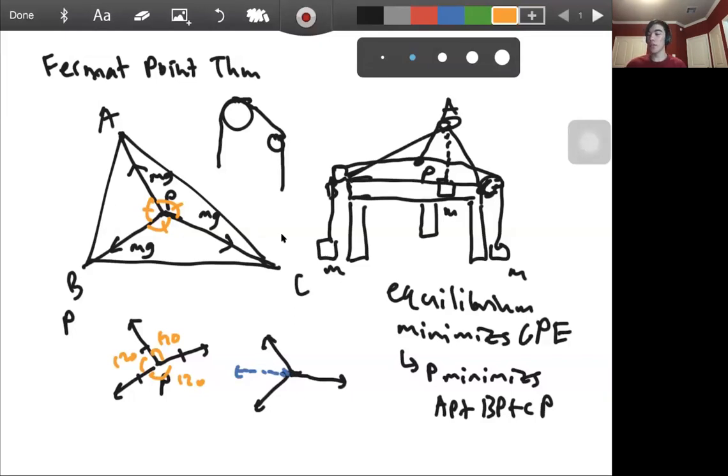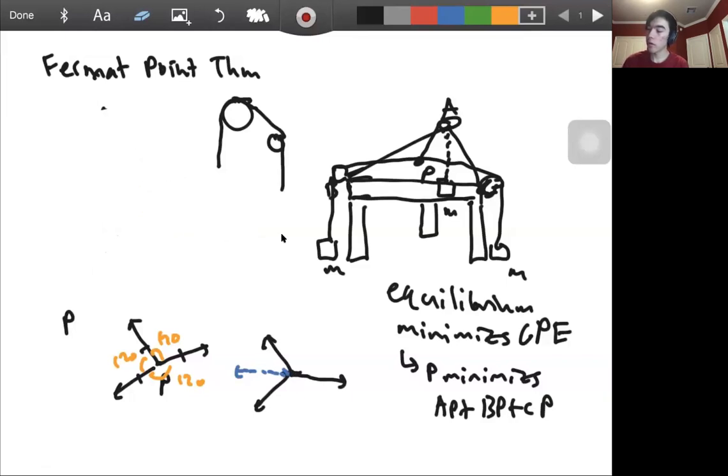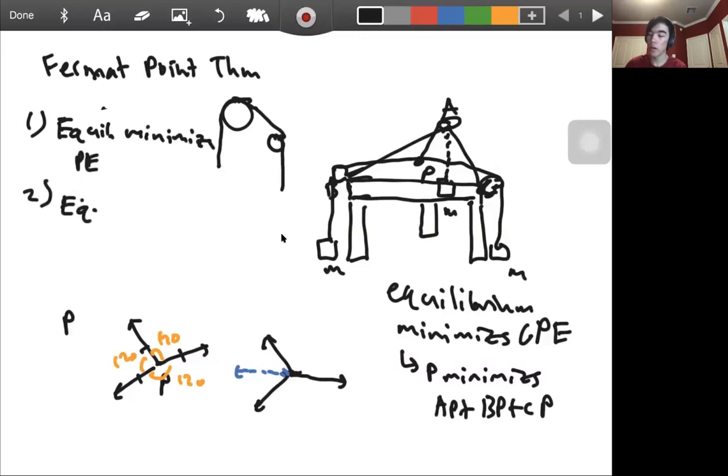Essentially, the cool part about this is we use 2 different theorems about equilibrium in physics. Theorem 1 is equilibriums minimize potential energy. And the second one was equilibrium has net force equals 0. And before, we also used equilibrium has net torque equals 0.